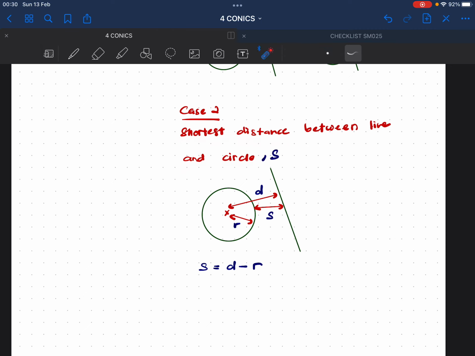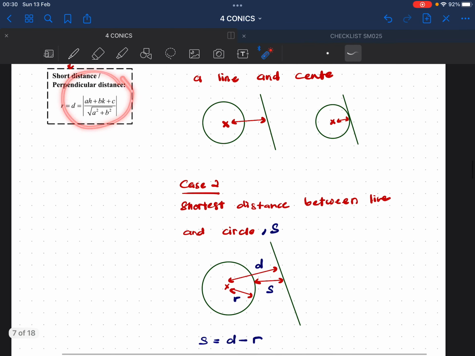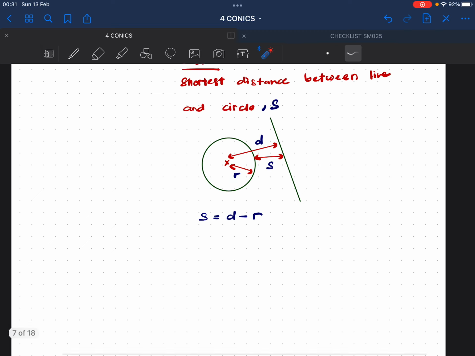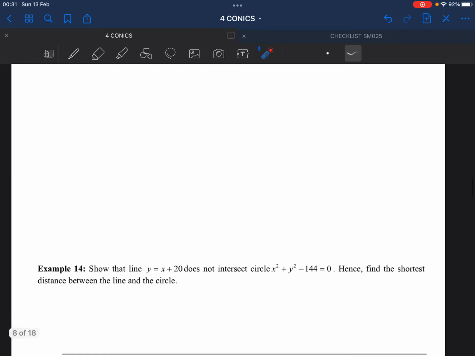Okay, you want to find this part here. So you have to find the D, which is distance between line and the center, by using this formula. And then you have to minus by the radius, you'll get this answer here. Okay, so just keep that in mind. We go to the question here.